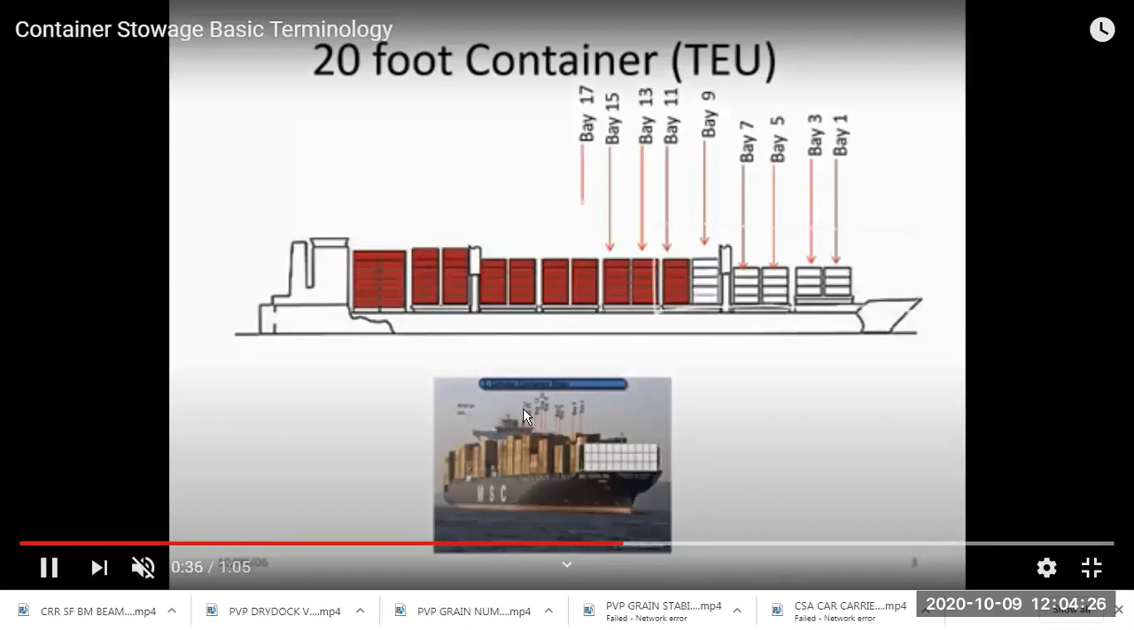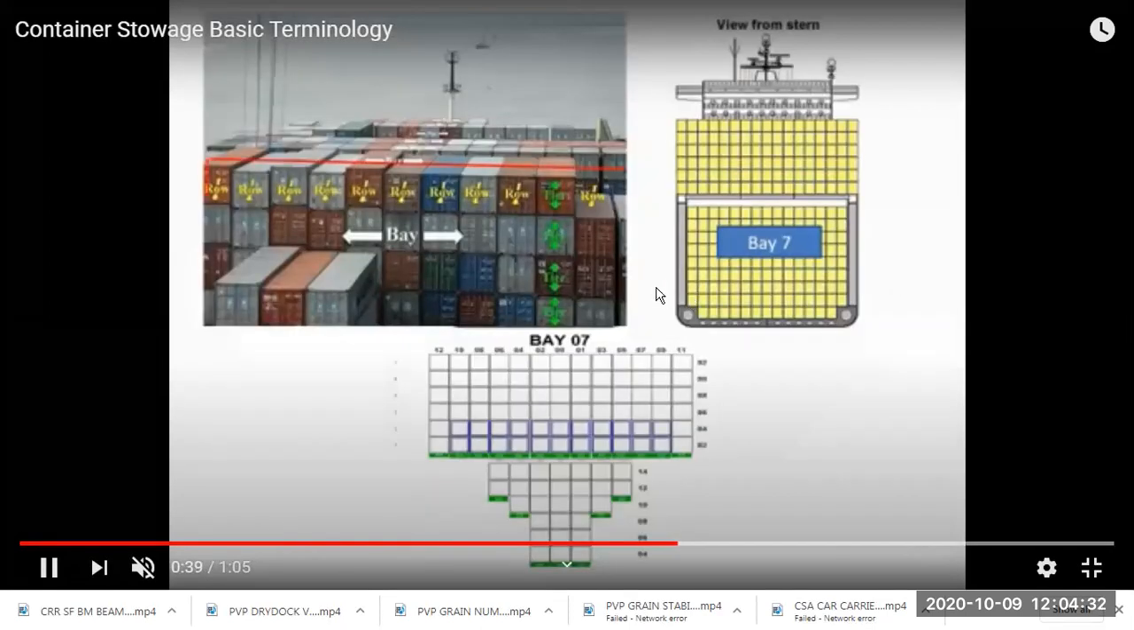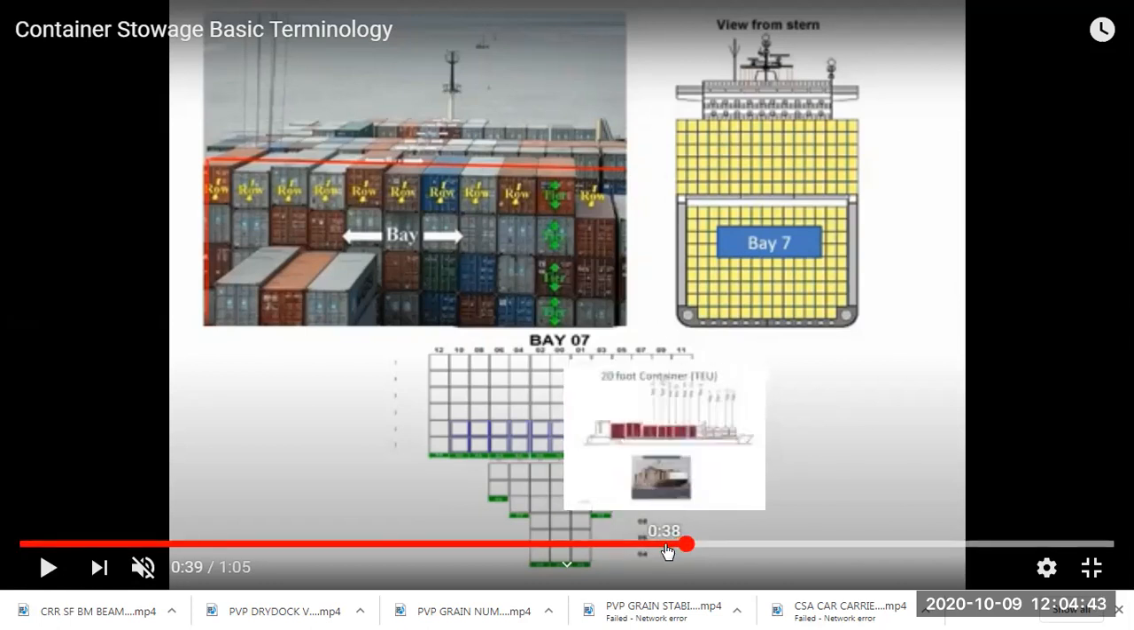Then, same as you saw on the ship, we draw a bay plan, which is your container ship's bay plan or stowage plan. So this is how it is represented. So there are three ways of representing each bay.